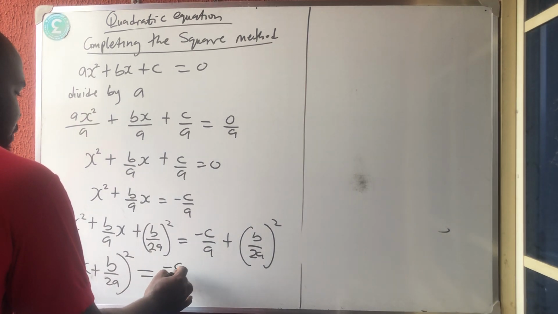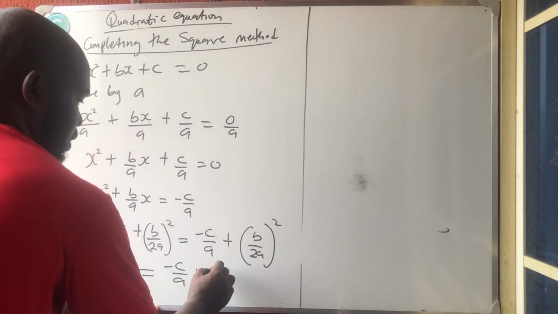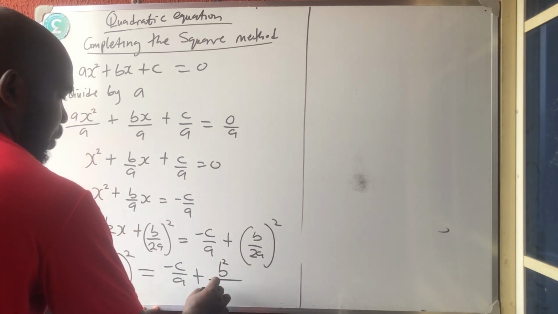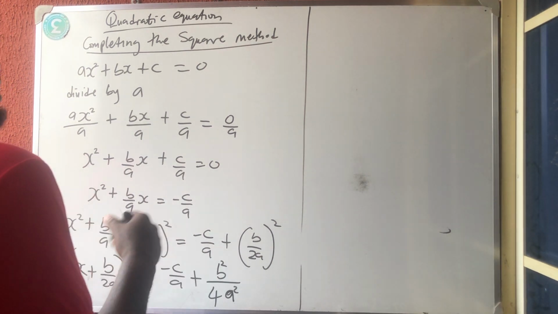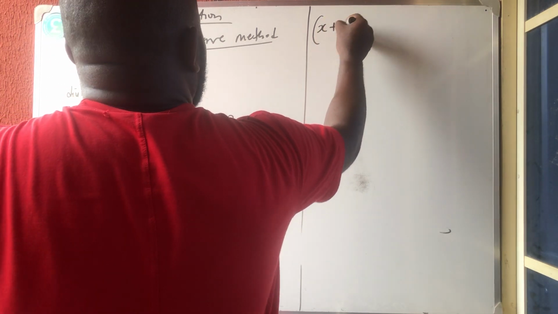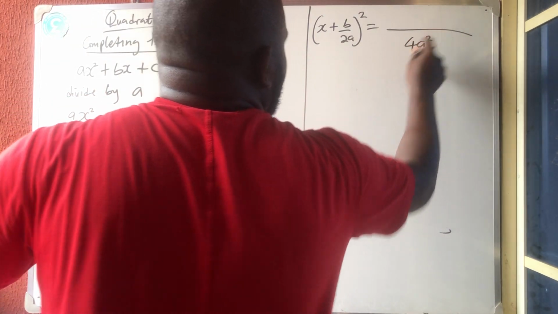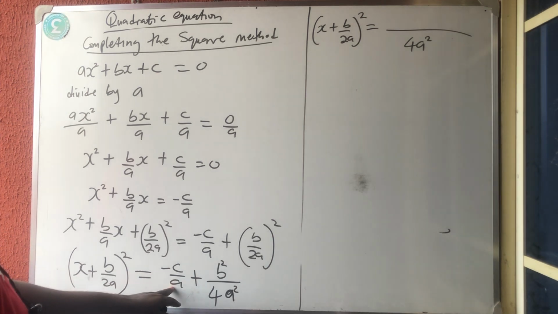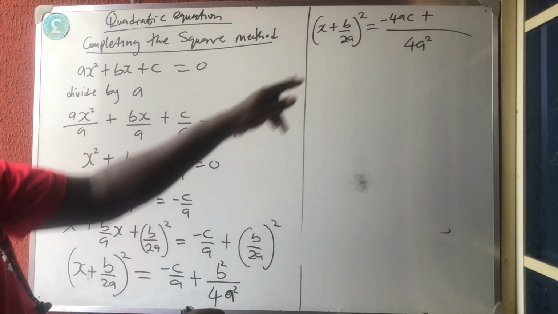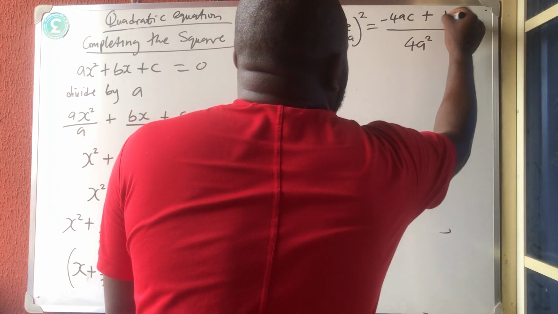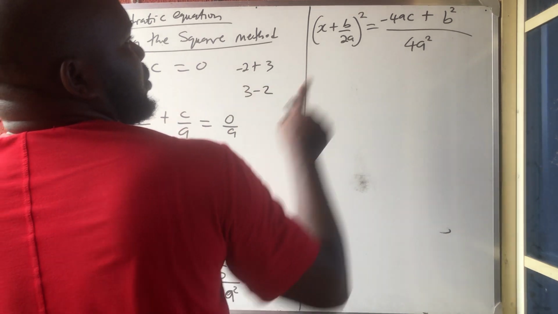This is equal to -c/a plus, clear this one. We cannot do the same thing here because this one does not have a square. So clear this one: b² gives b², and 2² gives 4, a² gives a². So now let us solve this side by LCM. I have (x + b/2a)² equal to, the LCM of a and 4a² is 4a². Now 4a² divided by a is 4a, and 4a times -c gives -4ac, plus this plus in the middle. 4a² divided by 4a² is 1, and 1 times b gives b². Now in mathematics, instead of having -2 + 3, it's better you write it as 3 - 2. So let me rearrange this one.